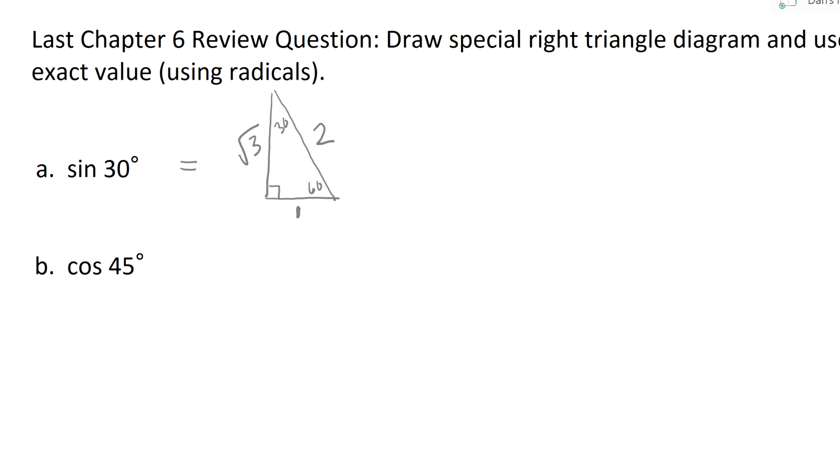Okay? And then all you do is, while we're at that, sine 30, here's 30. Sine is opposite over hypotenuse. So what's the opposite side from 30? 1. And the hypotenuse? 2. That's it. That is it. All right.